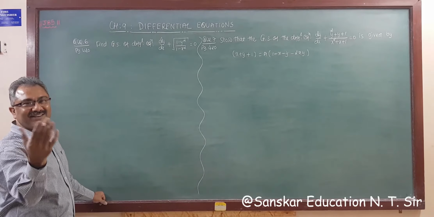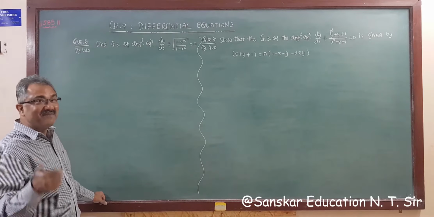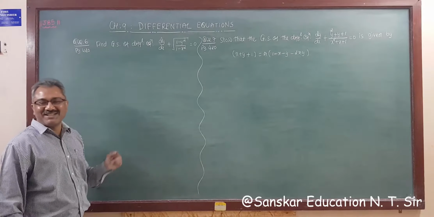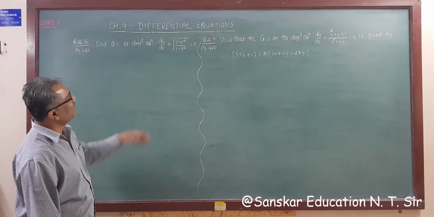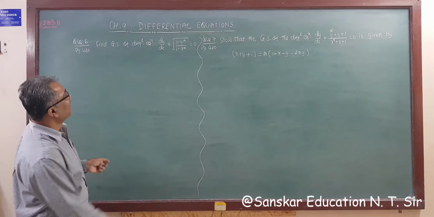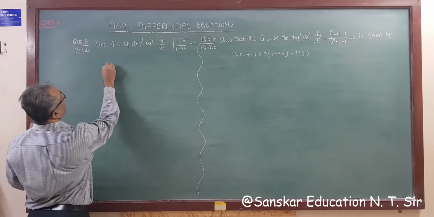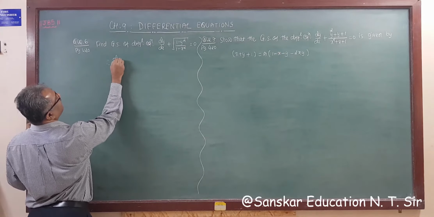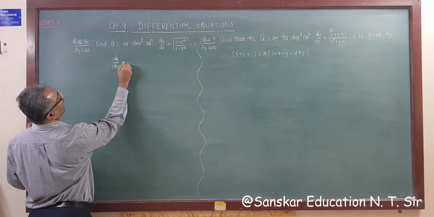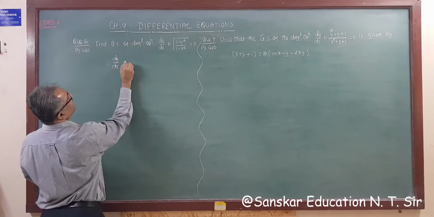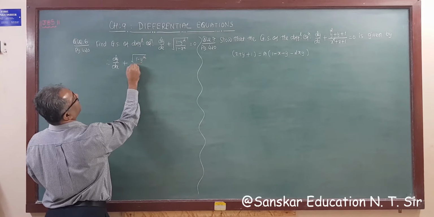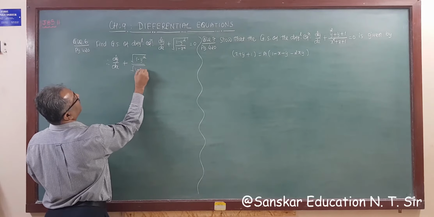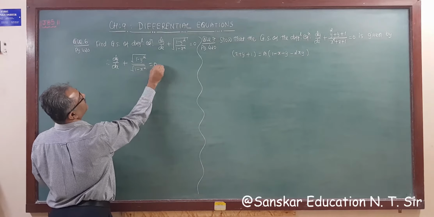Now, something sweet for you. Dairy Milk for you. It's a very nice, small question. Find the GS of the differential equation. This is an MCQ question. This is given: dy by dx plus under root 1 minus y square upon under root 1 minus x square is equal to 0.